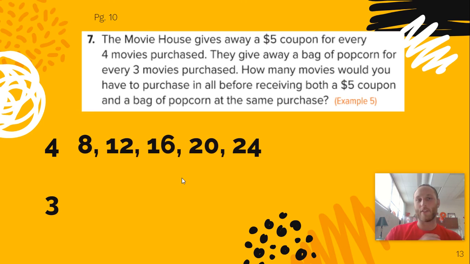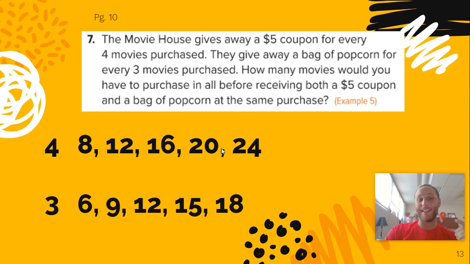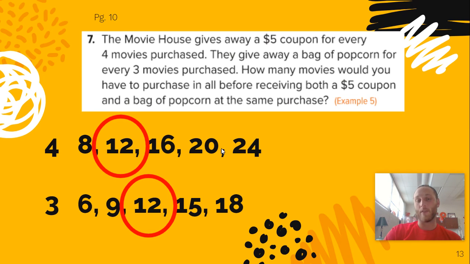All right, now we're checking our answers here. Here is our skip counting by 4s. So we have 4, 8, 12, 16, 20, 24. That could keep going if we wanted it to. Then we have our 3s: 6, 9, 12, 15, 18. And then boom, I see that 12 is the first number to pop up. That's in common. So their least common multiple here is 12.